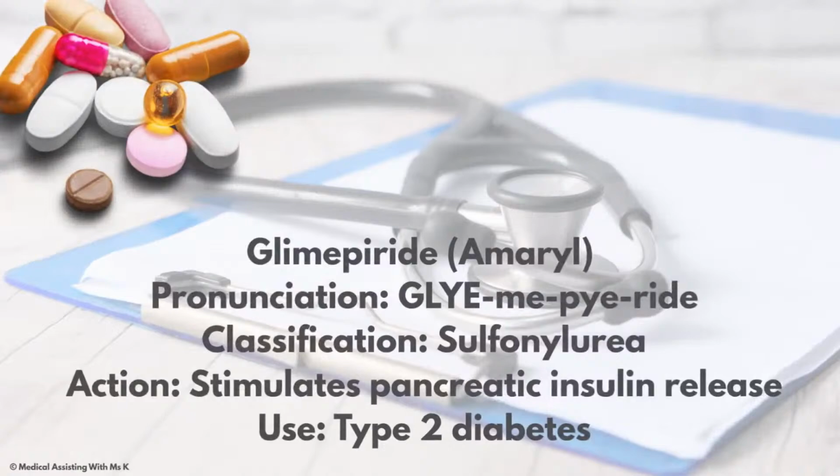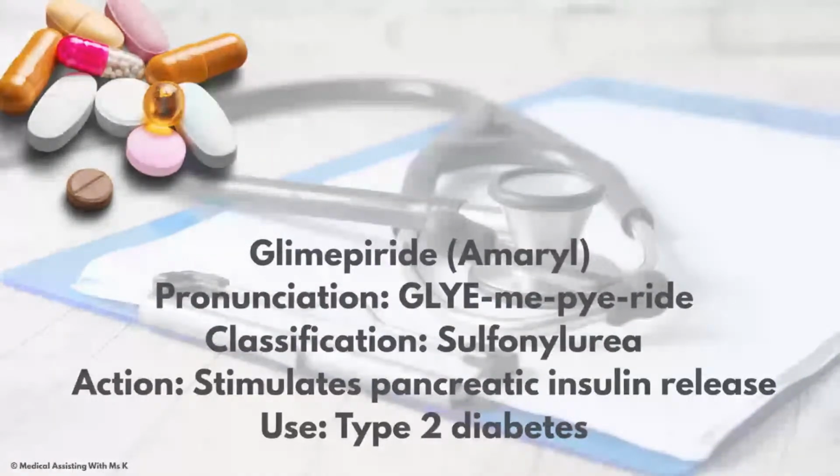Amaryl, pronunciation for the generic is glimepiride. Classification is sulfonylurea. Action, it stimulates pancreatic insulin release. Is used for patients with type 2 diabetes.